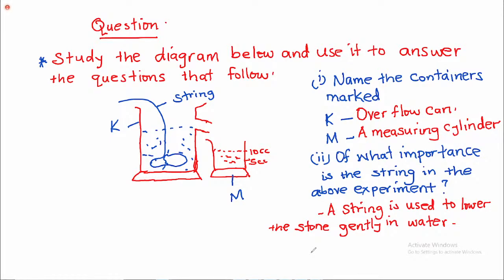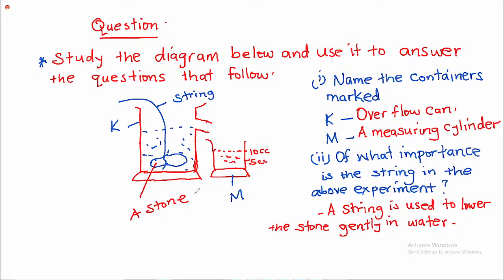Because when you just throw in a stone, the water will splash and you won't get the exact volume of the stone, or the volume of the irregular object. So a string is used to lower the stone gently in water. Now this is a stone, but we have very many irregular objects.